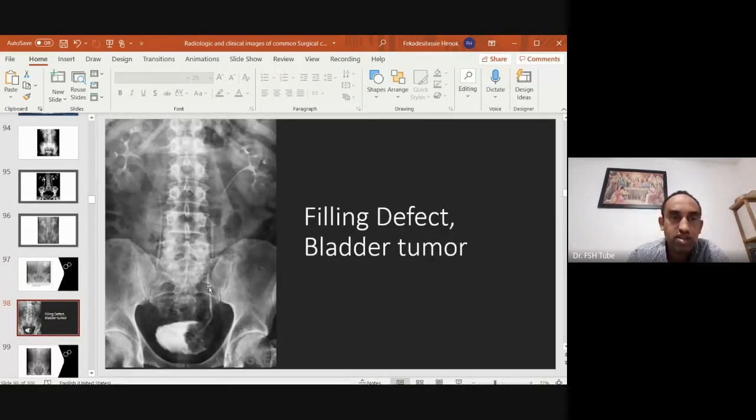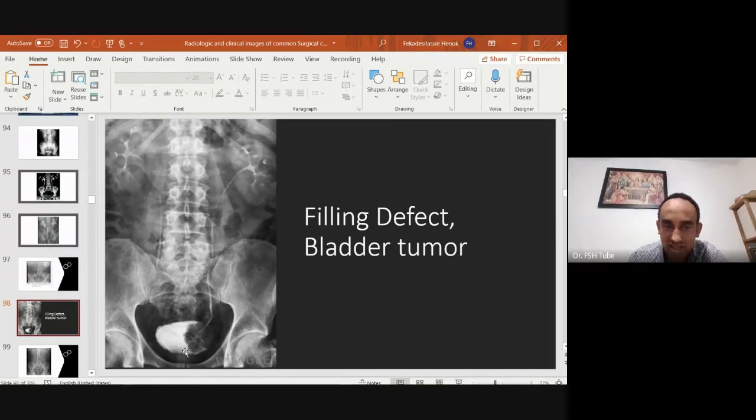So what do you see here? So the pelvicalyceal system is beautiful right here, right? So there is no problem. The pelvicalyceal system is okay. Pelvis is okay. The ureters are visualized. There is no problem. Where is the problem? The problem is in the bladder, right? What is the problem? The answer is right here. It's a filling defect.